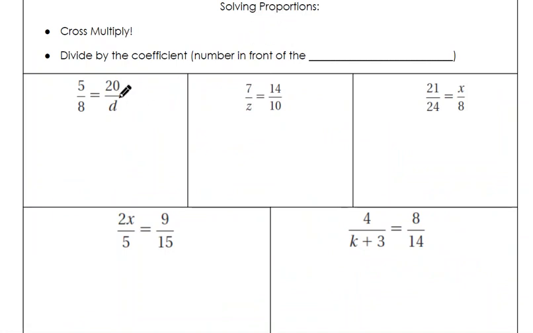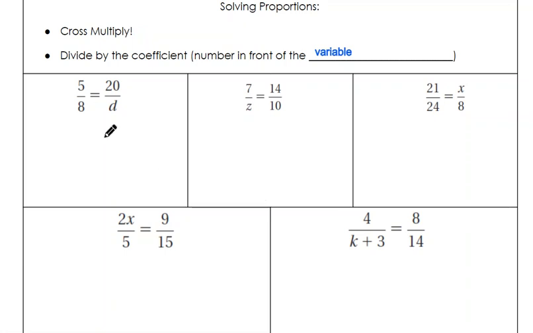Okay, to solve a proportion means that we don't know a number or a letter somewhere. So we have a variable and an unknown value. Like this one, we have 5 over 8 equals 20 over d. If we know it's proportional, we can cross multiply. Since we have a variable, we're going to get a coefficient, which is a number in front of the variable. Once we cross multiply, we divide by the coefficient, and that will tell us our missing value.